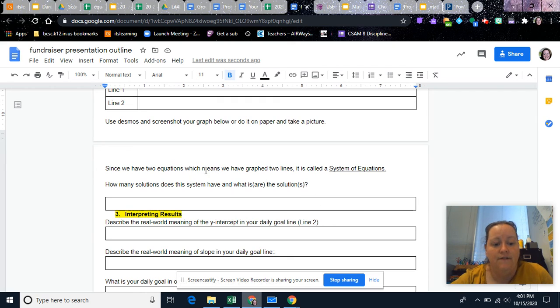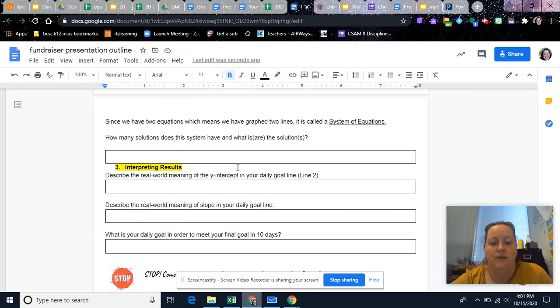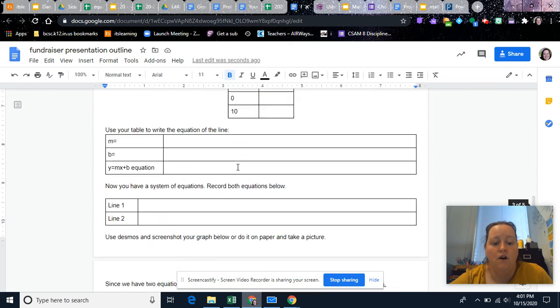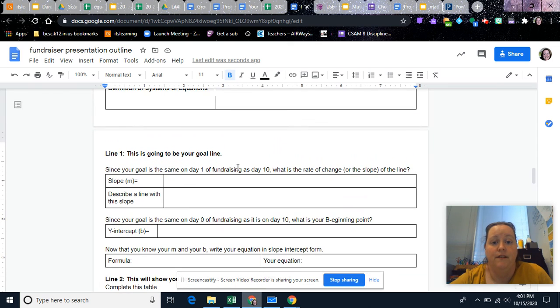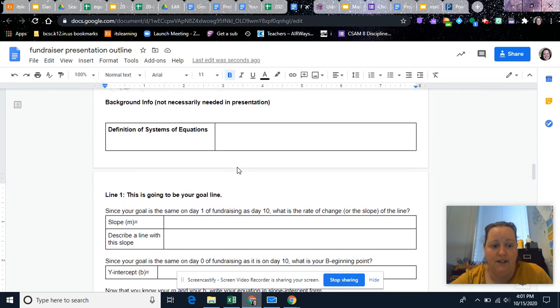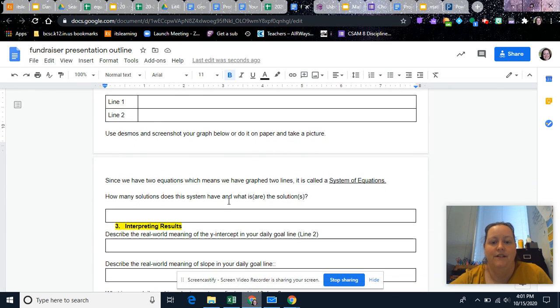And then since you have two equations, that means you've graphed a system. And then I want you to think about how many solutions that system has, and then what would be the solution. So you're going to answer that question. This is going to be all of the background information that you need to come up with your system of equations, which we will then interpret for the presentation. So your line 1, line 2, and then graph it and find the solution.